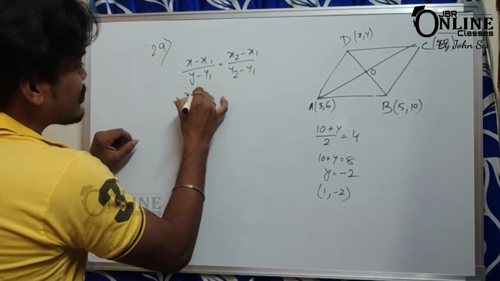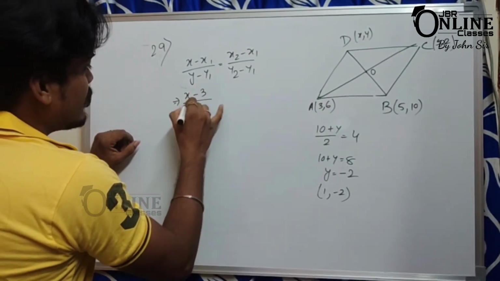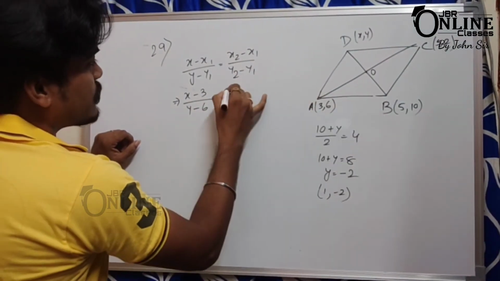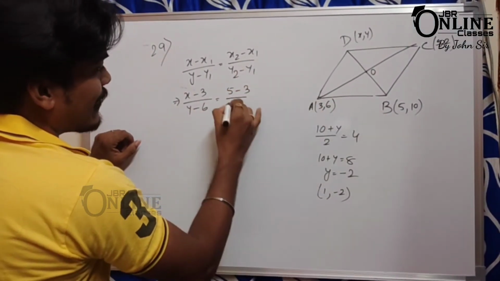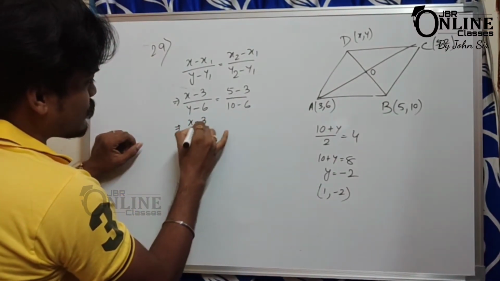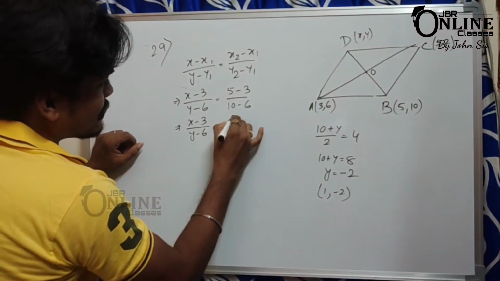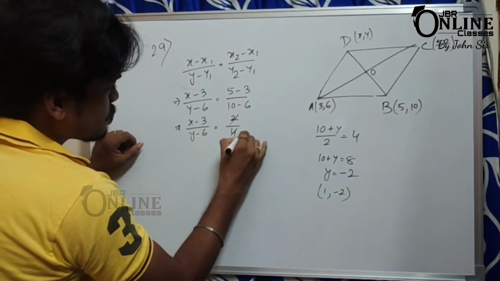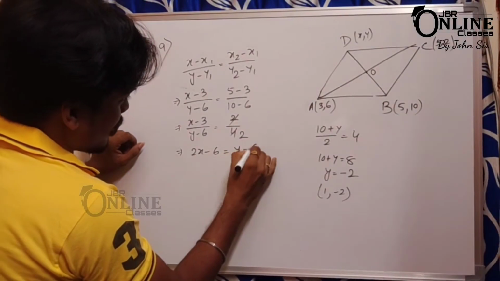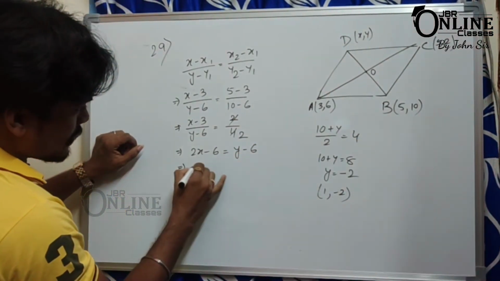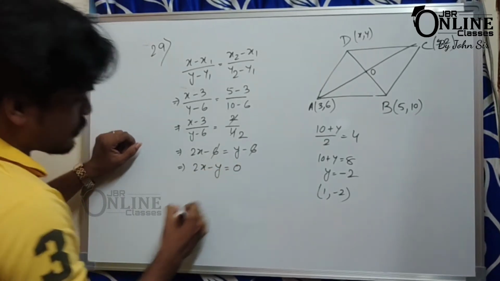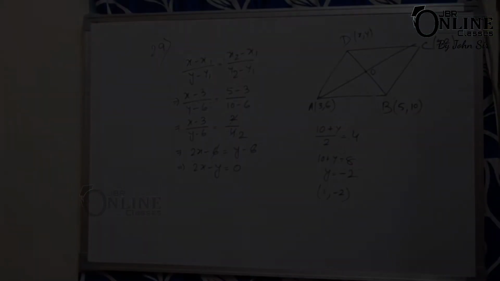Here x minus x1 means x minus 3, y minus y1 is y minus 6, then x2 minus x1 is 5 minus 3, and y2 minus y1 is 10 minus 6. So that equals x minus 3 by y minus 6 equals 2 by 4, so half. That means 2x minus 6 equals y minus 6. The 6 cancels out. So 2x minus y equals 0. That is the equation.